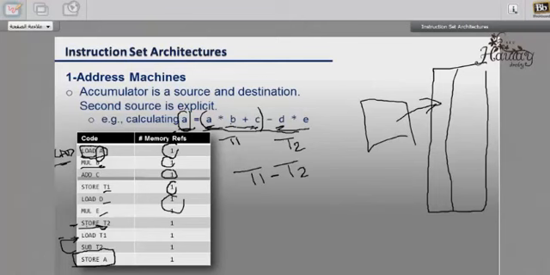Is this understood? If someone has a question regarding the one address machine, please ask.